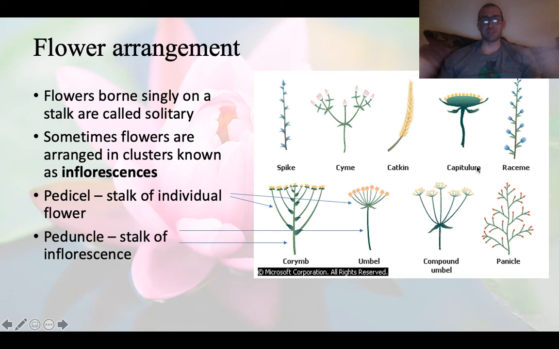I'm not asking you to know all of these, but I do want you to know what an inflorescence is. Now, as part of the inflorescence, you have what is called the peduncle, which would be the stalk of the inflorescence. And you also have the pedicels, which are the stalks of the individual flowers. Again, I'm probably not going to test you on that specifically, but it's something to know going further on in your academic career.